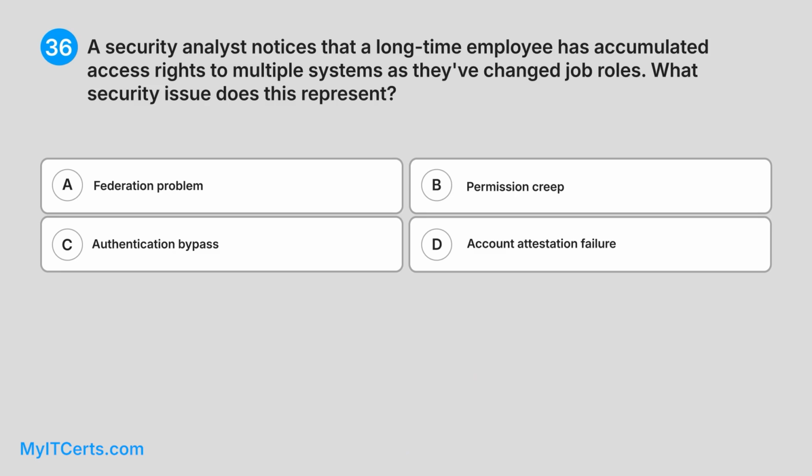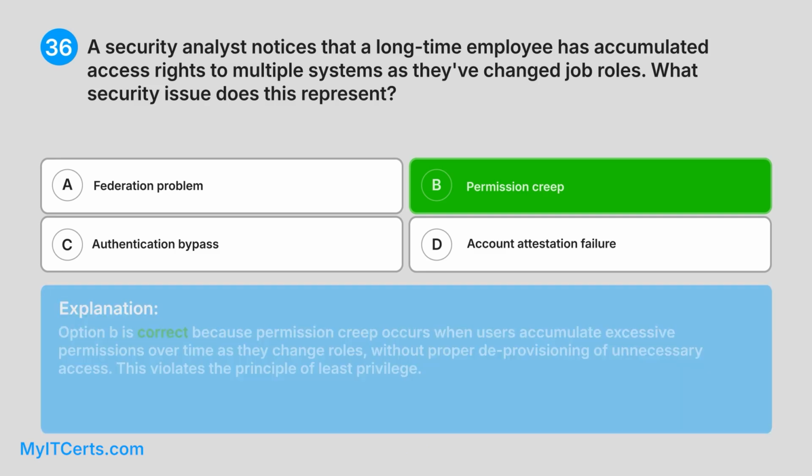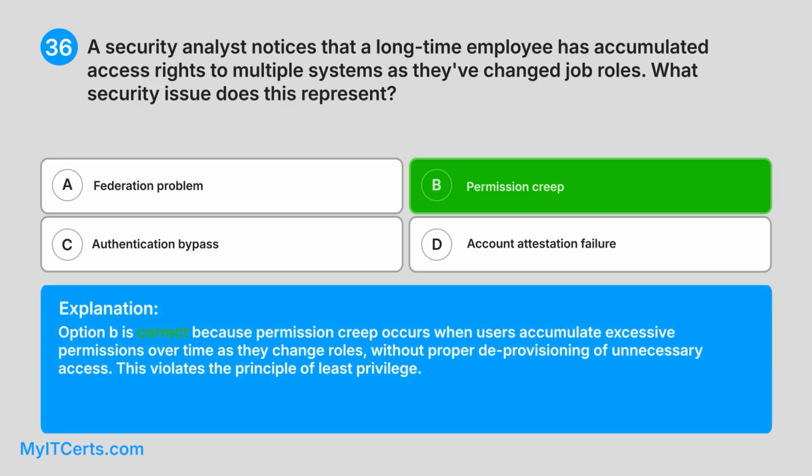Correct answer. B. Permission creep. Explanation. Option B is correct because permission creep occurs when users accumulate excessive permissions over time as they change roles, without proper deprovisioning of unnecessary access. This violates the principle of least privilege.